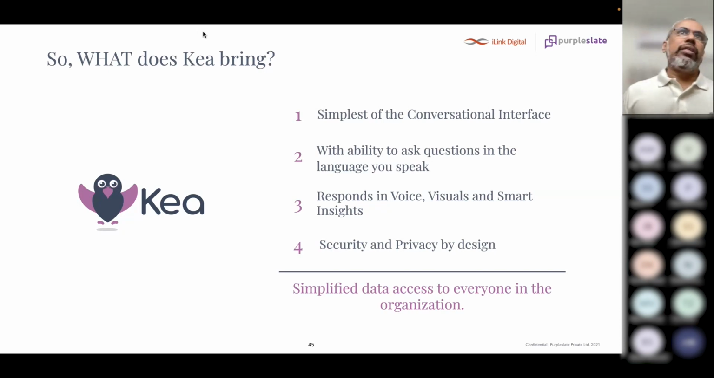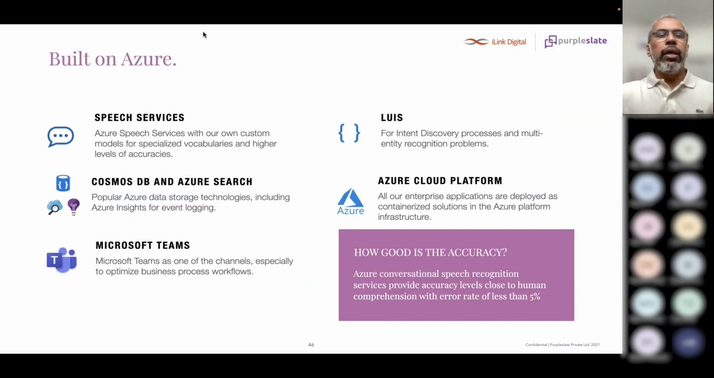So ultimately, the bottom line is that it simplifies data access for everyone in the organization. That's the goal Kia tries to solve, right? It is completely built on Azure. Even though it is cloud neutral, and it can run on GCP, AWS, or Azure, most of our implementations are in Azure. It extensively uses Azure Cognitive Services and all the common Azure cloud components. That's what Kia is built on.